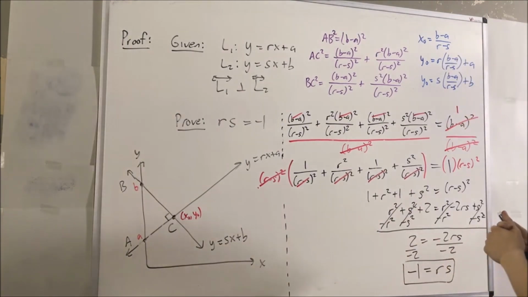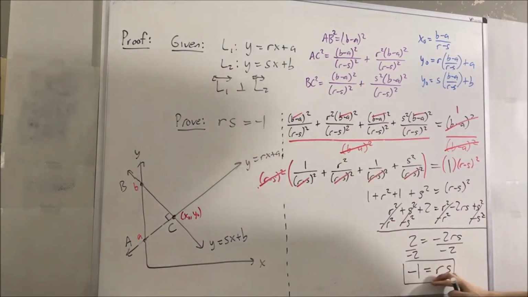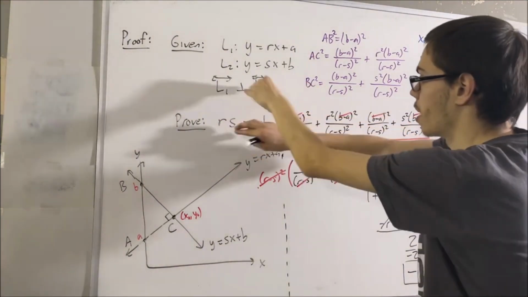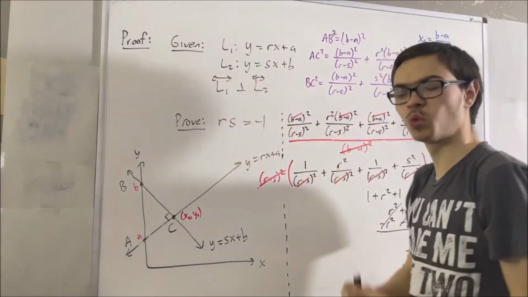Two non-vertical lines are perpendicular if and only if the product of their slopes equals negative 1, right? It goes either way. If you're given this, you can prove this. If you're given this, you can prove this, which is really cool.